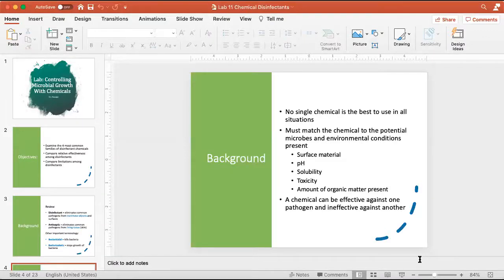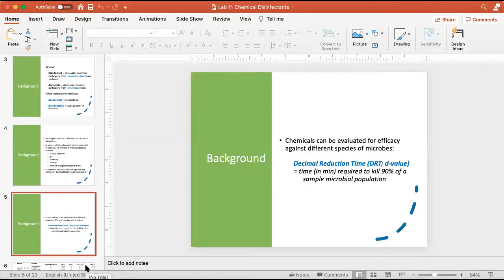The other thing for us to always remember is that any one chemical can be very effective and very useful against one particular kind of pathogen and completely ineffective against another. So again, you have to know what environment you're trying to clean, what materials you're trying to disinfect, and what pathogens you think you are dealing with. That's why it's so important to monitor the environment for pathogens.